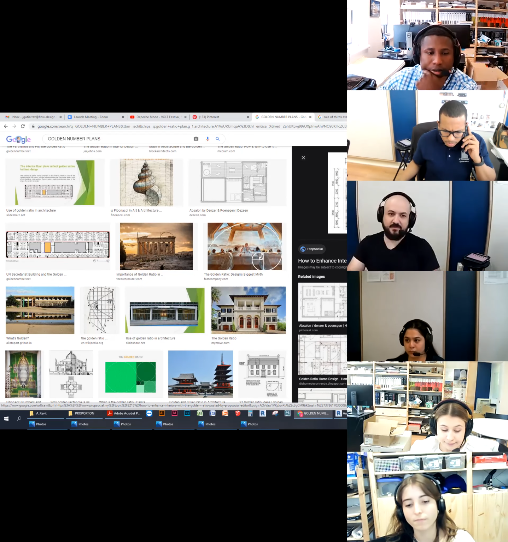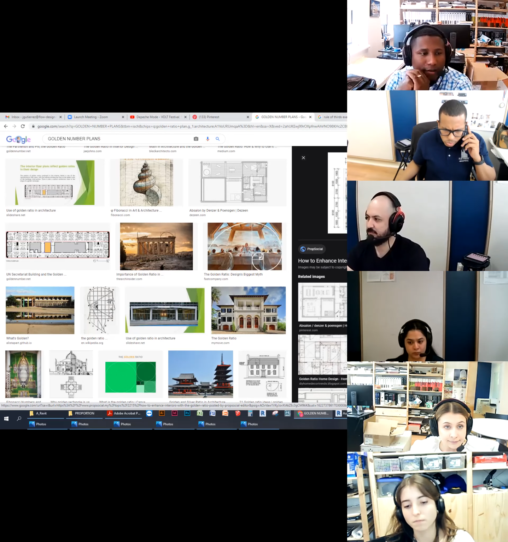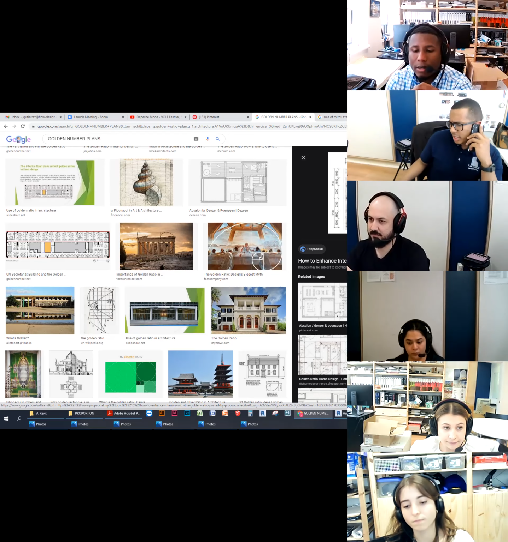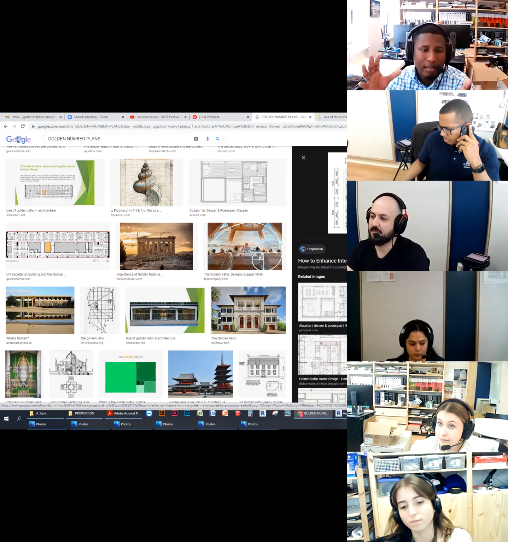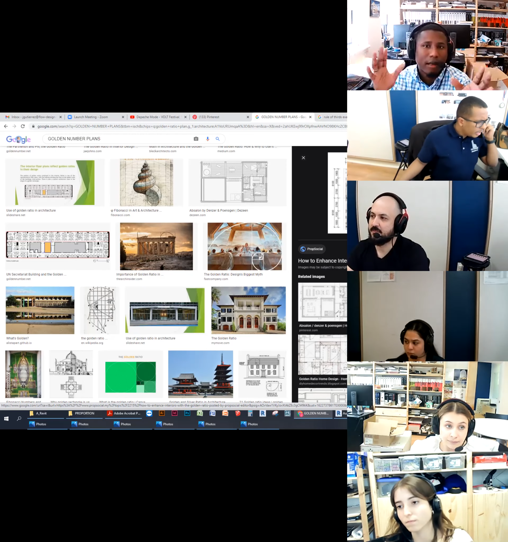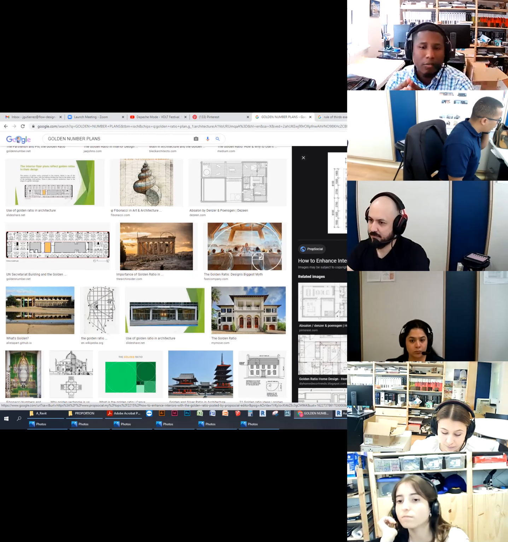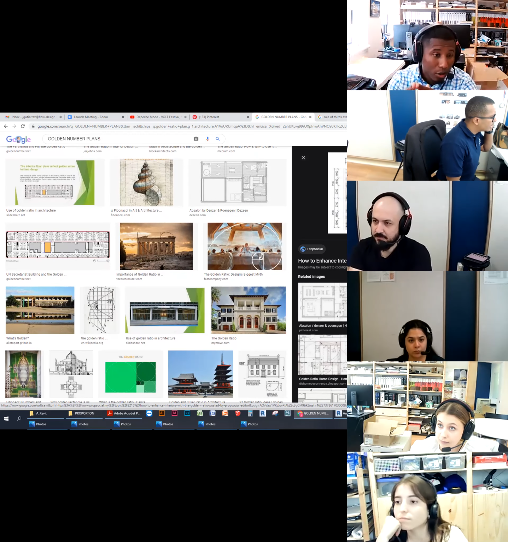No, go ahead. No, I was just going to mention, on that note of the corridor, Darwin keeps mentioning the 3 feet. Now, remember, guys, the code applies differently in different situations. So if it is a commercial space, definitely 3 feet would not fly.